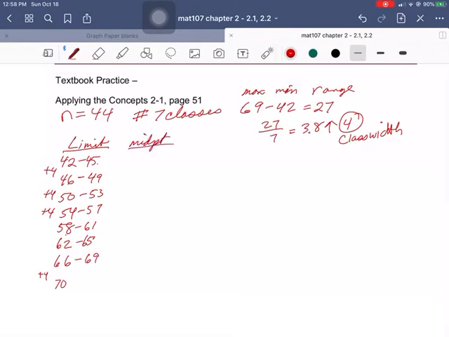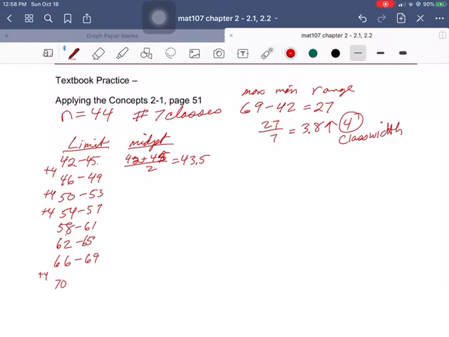Midpoints, if you're asked: the midpoint of the first class would be 42 plus 45 divided by 2. I was looking at my notes. It doesn't say that on my notes, but I don't know if you're going to be asked that or not. That's 43.5. So your midpoints are able to be not an actual value. I just wanted to mention that.